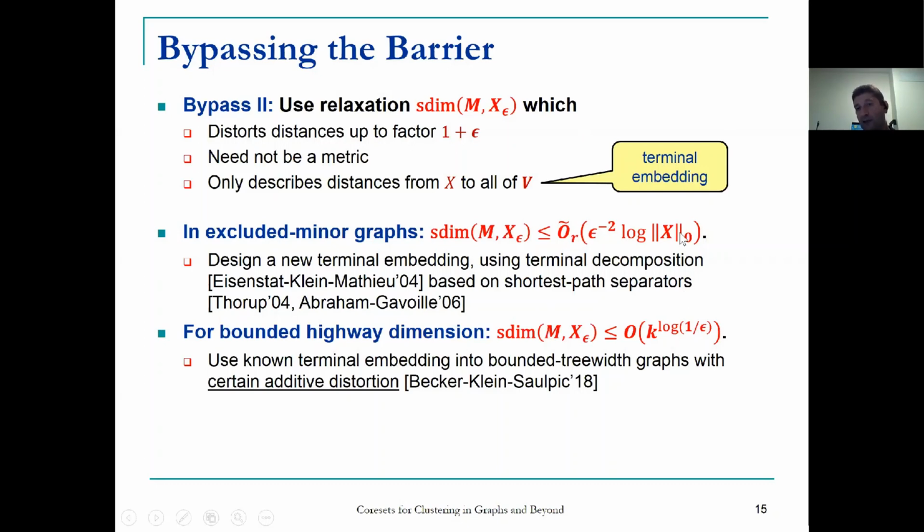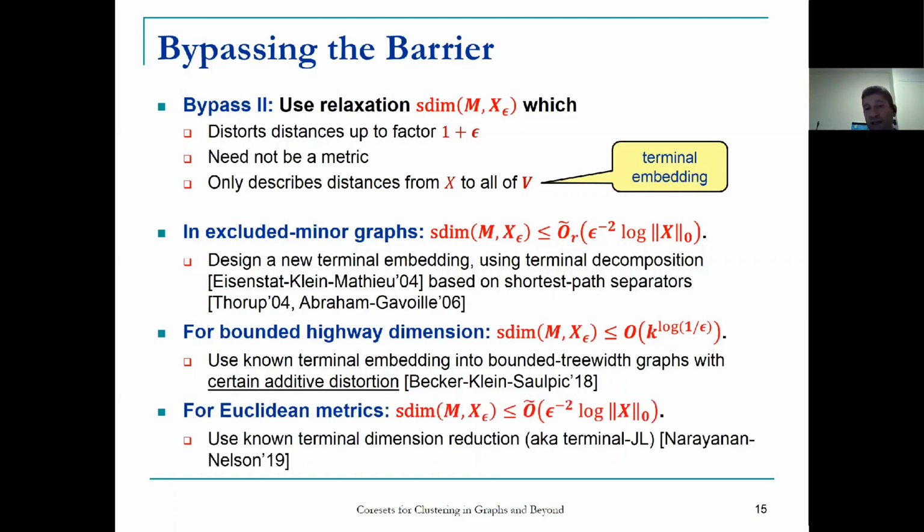Now for bounded highway dimension, we also bound the shattering dimension. Here there's no dependence on the L0 norm of X, so you don't need to iterate, going from n to log n and so on, because this is done in one step directly. But here we use a different terminal embedding. Unlike the top one, which says factor 1 plus epsilon distortion, here we use something very different, which is an additive distortion. So it's some terminal embedding that allows some additive distortion in a controlled manner. And somehow after this distortion, we get a low shattering dimension.